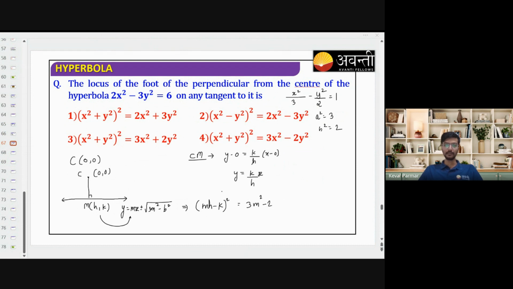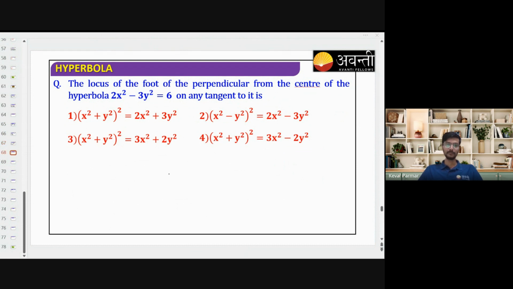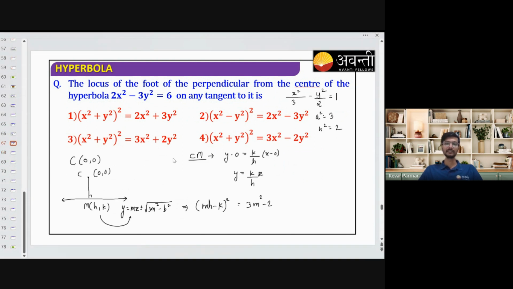So let's open this bracket. What will the bracket look like? It will be m square h square. Or first, let us substitute the value of m. What is m? m is k by h. So k by h, k by h.